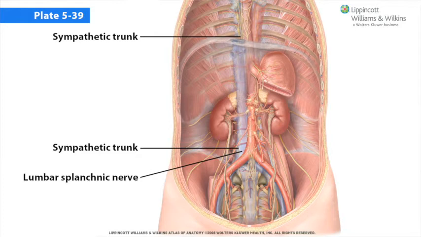They also give off branches that merge medially to form the superior hypogastric plexus, which will be discussed further in the solid anatomy lecture on the pelvic wall. The sympathetic trunks are retroperitoneal for their entire course through the abdomen.